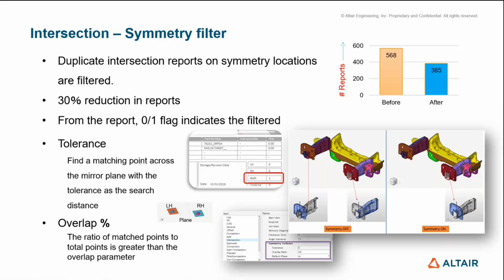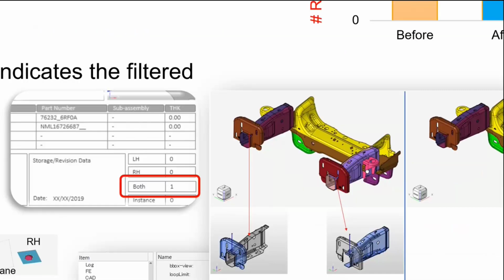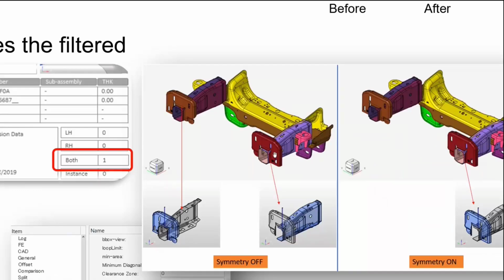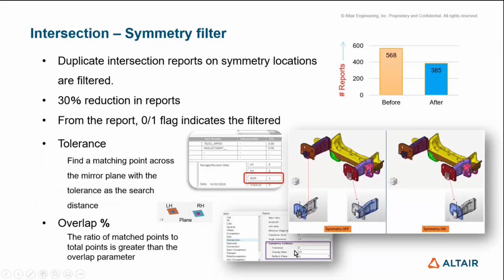We added a symmetry filter. This is to avoid duplicate intersections reported on the symmetry locations. Imagine you have a model, as I show in the right down side, with LH and RH side. If the intersection is happening at both sides, then we used to write two reports for LH and RH. Now with this new option, symmetry check on in the configuration file, this can be reduced to one.